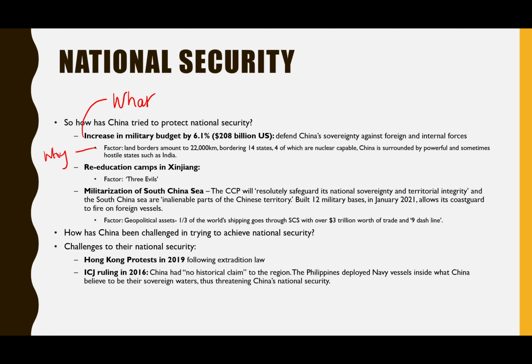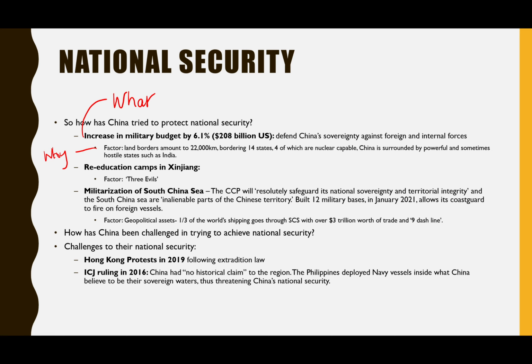Also, their history has shaped why they are responding in this area. They believe that they have control over this area because of the nine-dash line, which is basically a map that they have found that makes it part of their region. So that is why China is doing this.